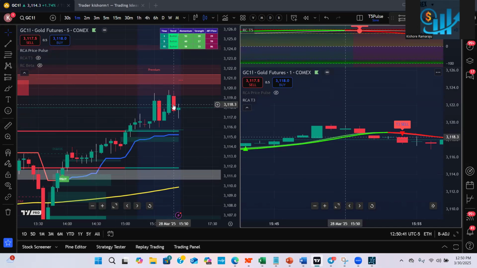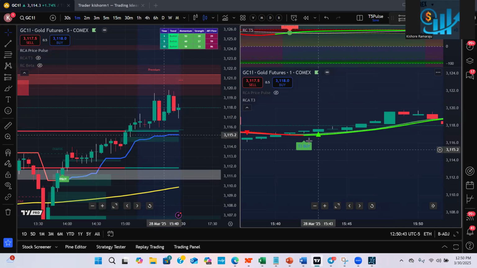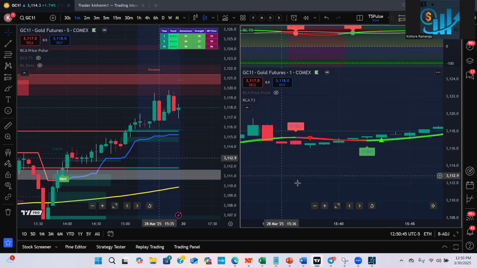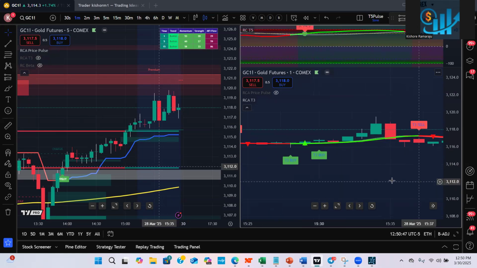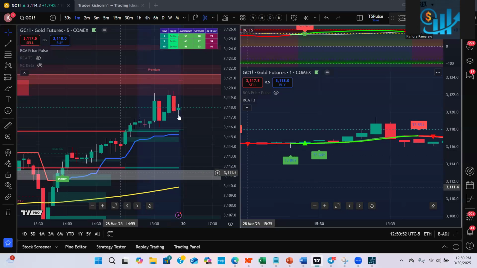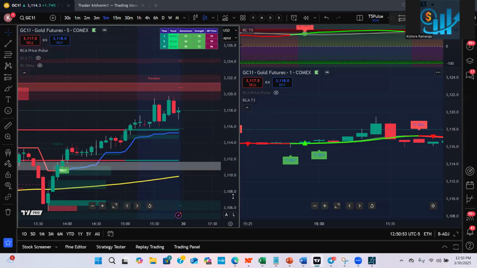As long as this is in the buy, you are looking for the T3 buys or T3 buy or top trend buy, beta buy, whatever. Whichever indicator you are using, you will use the buy signals based on the price pulse direction.